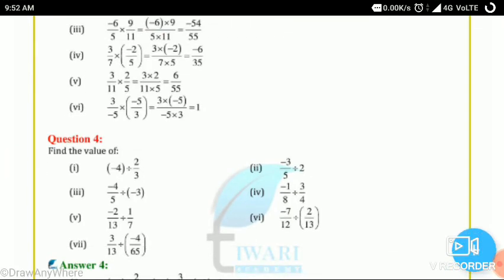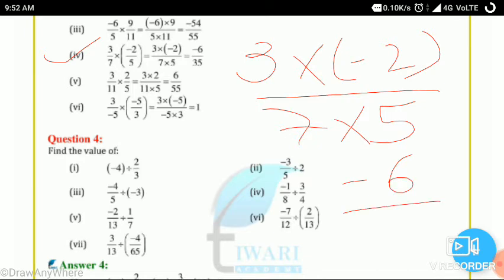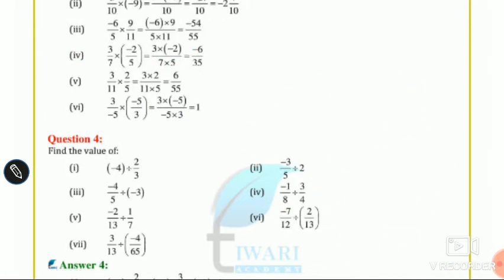See, fourth number, 3 upon 7 multiply minus 2 upon 5. Correct? So first we write the numerator 3 into minus 2 upon 7 into 5. So 3 2s are 6, minus 6, and 7 5s are 35. So this is our answer. Okay, understood?